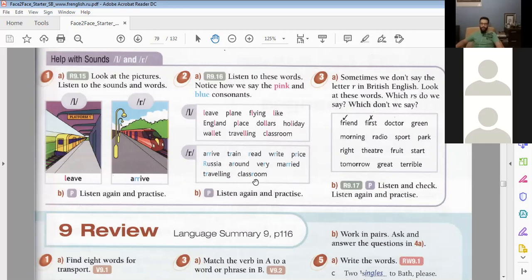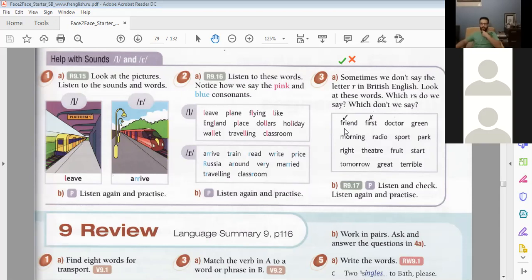Classroom. Okay, now in number 3, the question says: sometimes we don't say the letter R in British English. Look at these words. Which R's do we say? Which don't we say? Of course, in British English, sometimes the letter R is not pronounced, so you cannot hear the R. Here they want you to put a tick in the words where you can hear it, but in some words you cannot hear the letter R. If you can hear it, tick. If you can't hear it, cross.